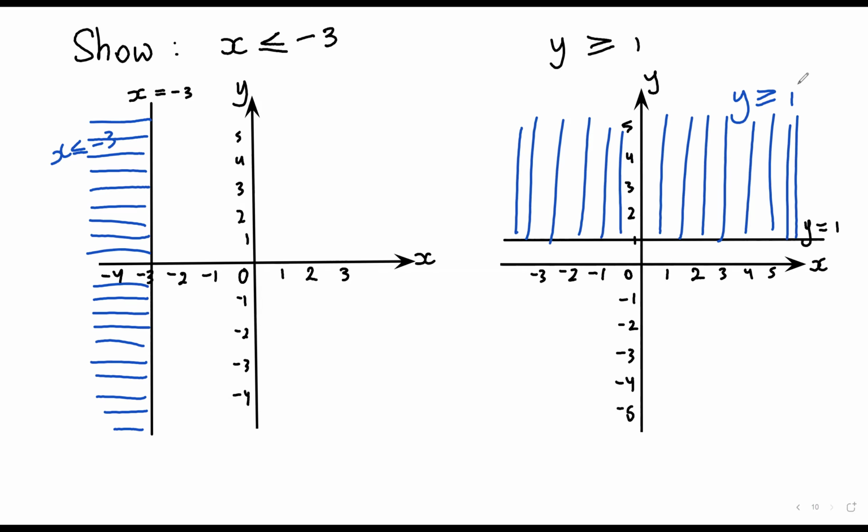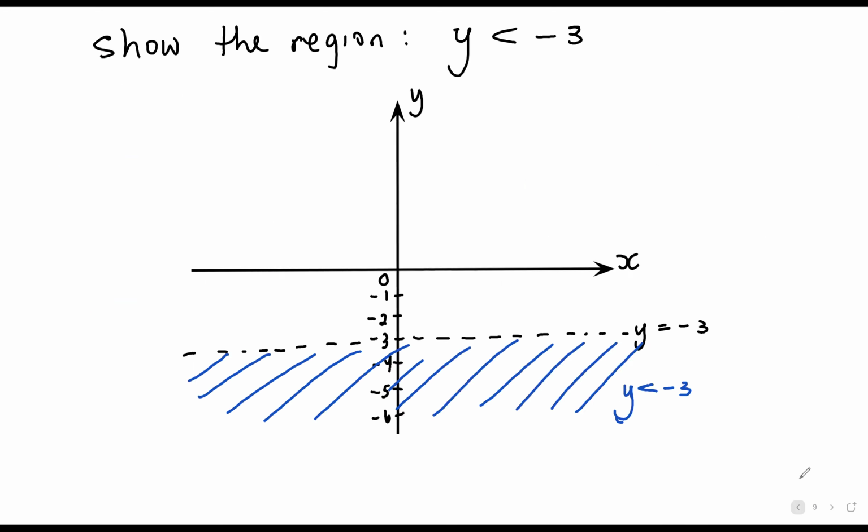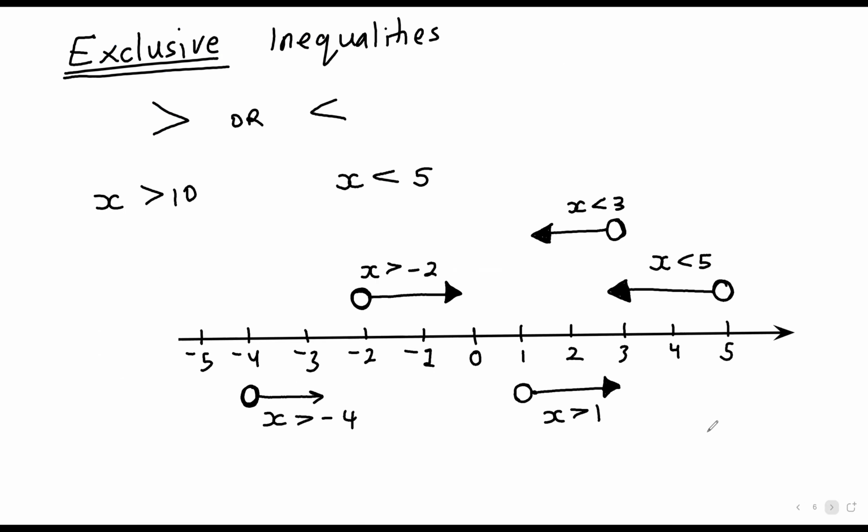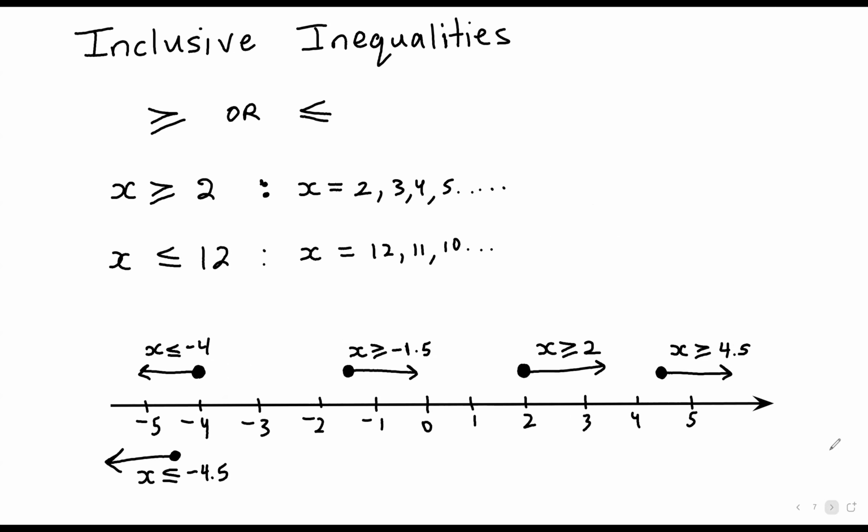So let's recap quickly before we move on. If you are sketching the inequality, if you're representing it on a number line, for your exclusive ones, which are greater than or less than, you use an unshaded circle above the value. If it's greater than, the arrow will point to the right, and if it's less than, the arrow will point to the left.